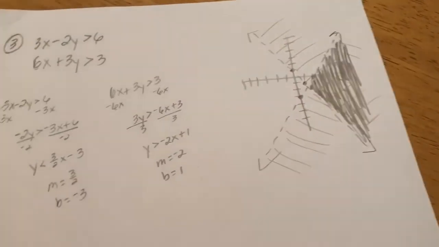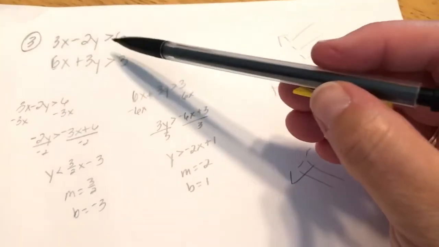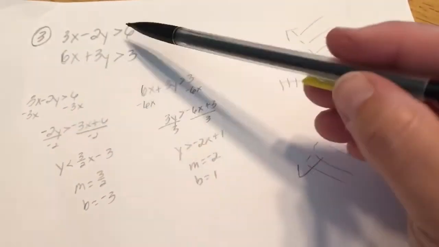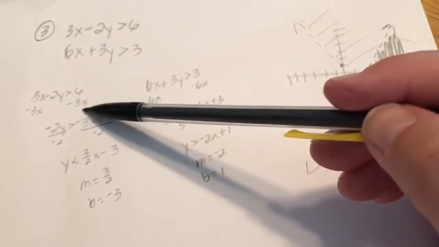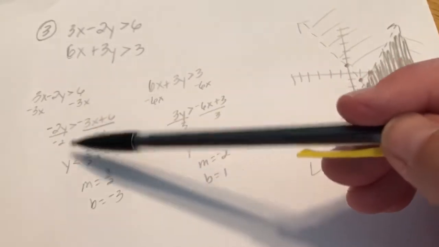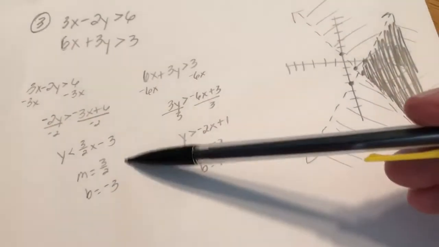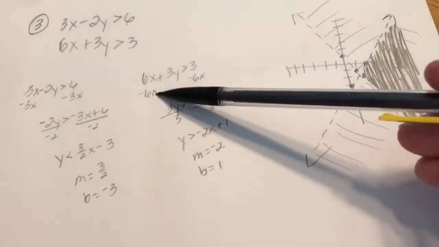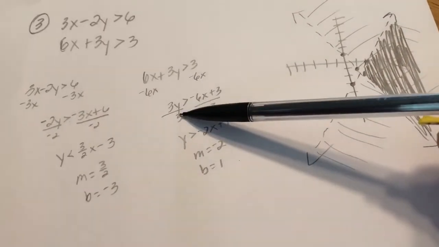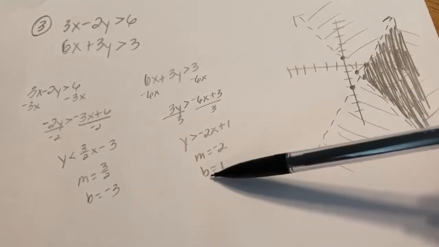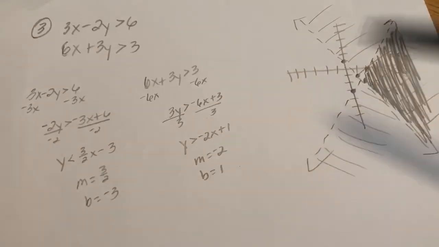Okay, I did my work. Because I knew it was going to take more than one step, I brought the first one down here, second one down there. So I subtracted my 3x, divided by negative 2. When I did so, it flipped my inequality, and I named my m and b. Again, moved the x, divided by what was in front of y. I did not divide by a negative, so I did not need to flip my inequality. Again, named m and b.